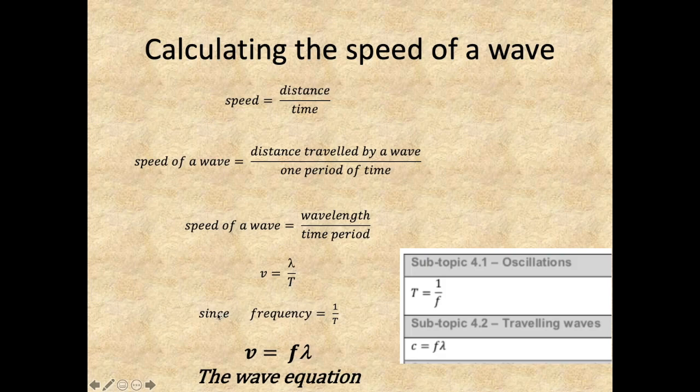I can also write frequency as 1 over T, as given in the data booklet. Replace 1 over T by frequency, we get V equals F times lambda. This is called the wave equation. In the data booklet, this is given under subtopic 4.2 as c equals F times lambda. c means the speed of the wave in this context.